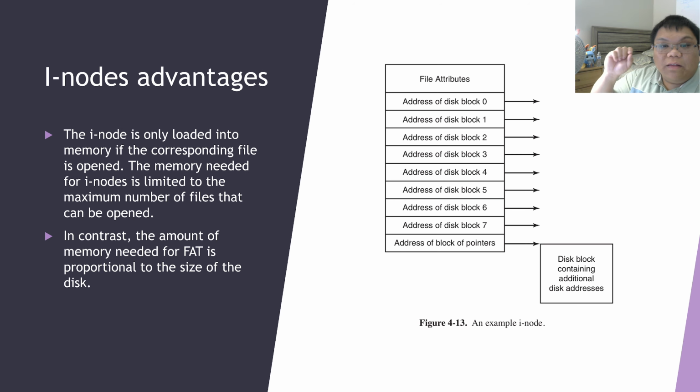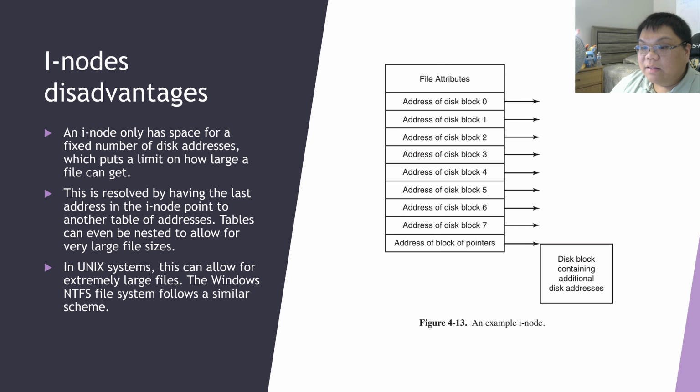We only need to load the inode for a file into memory if we need to open the file. So instead of having a table for every block on the disk, we only need to load a table as needed. So we're limited by how many files we can have open at a time. The disadvantage of an inode is this: an inode only has space for a fixed number of disk addresses, which can put a limit on how large a file can get. But here's the trick.